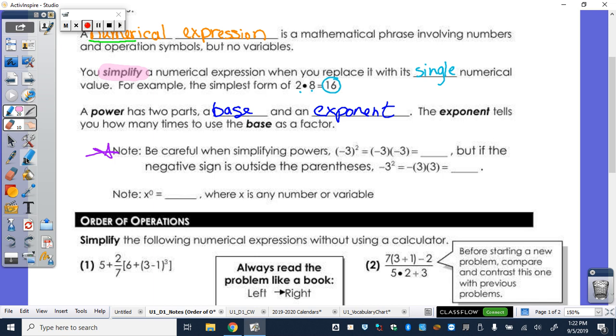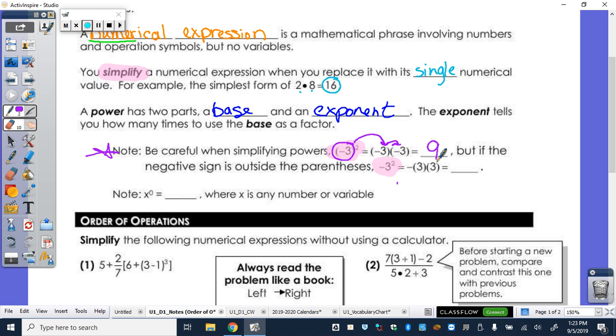And I got a couple of notes here. First one, be careful when you're simplifying your powers. Parentheses always make a big deal. And a lot of kids like to tell me, oh, it's not a big deal. It really is a big deal. So (-3) squared versus -3 squared without any parentheses. It's always going to be a big deal. Because of these parentheses here, that means it's -3 times -3. The negative is part of what's being squared. So therefore, -3 times -3 gives us a +9.